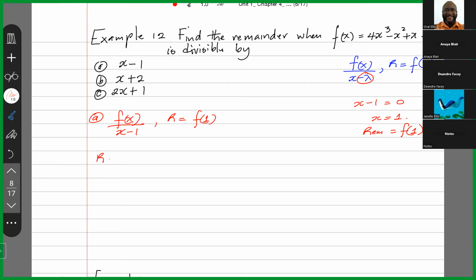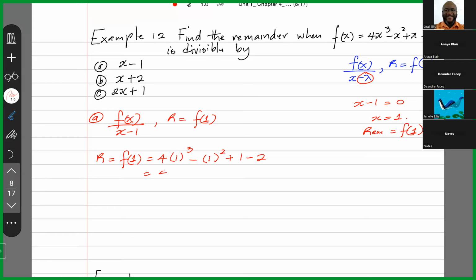So we're asked to find the remainder. The remainder, which is f of 1: in f, wherever I see x, I'm going to simply replace x with 1. So this would be equal to 4 times 1 cubed minus 1 squared plus 1 minus 2. Again, the remainder theorem says, if I divide f of x by x minus 1, the remainder is going to be f of 1.